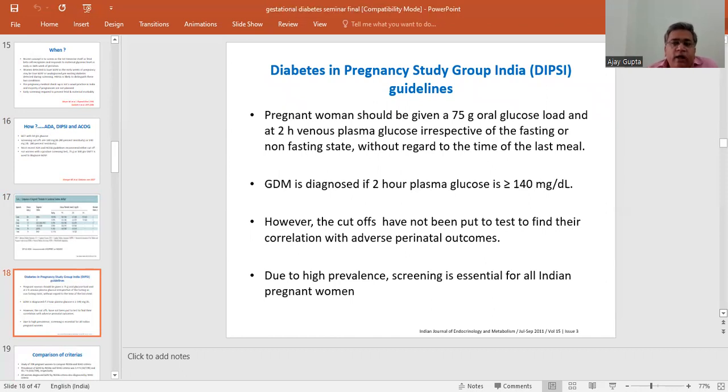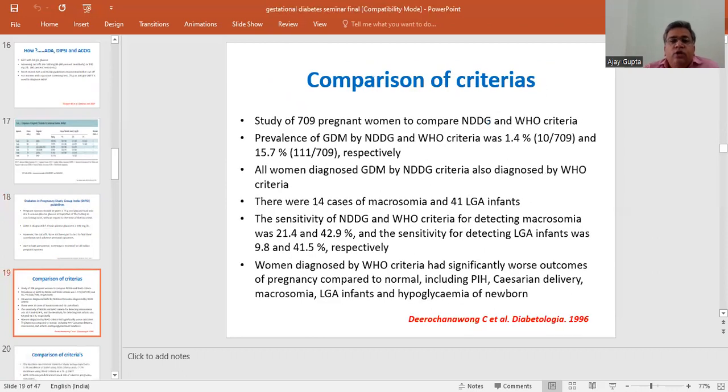So you do not have data whether it has been associated with a diabetes-related complication or not. So this has a significant limitation when you are using this particular test for diagnosis of GDM.